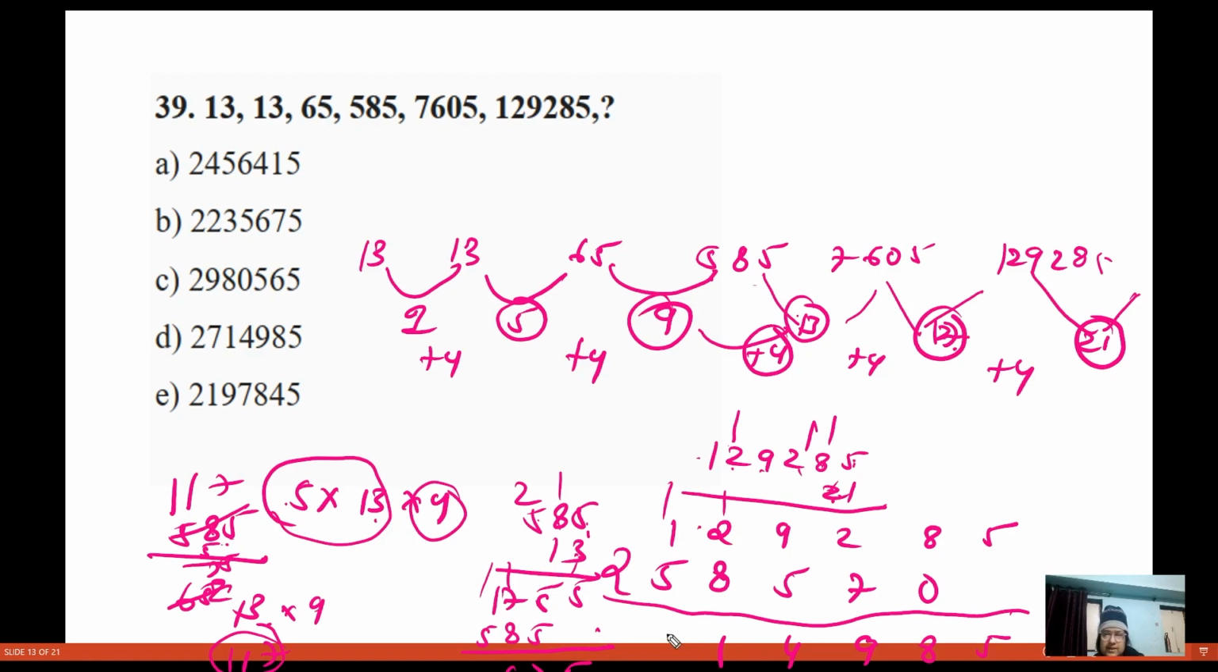7, and this is going to be 2. So 2714985. Okay, so when you got this 4985, now you already know the answer even if you don't add. Just keep looking at things. This is just a very keen observation for you.